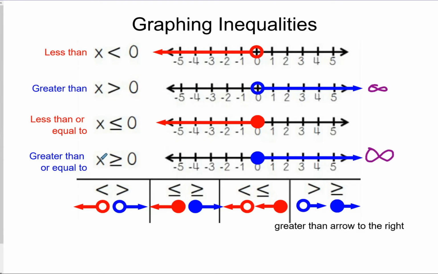So for example, x is greater than or equal to 0 means 0, closed dot, because it's included in my answer, and all of the numbers that are greater than 0. So that's why my arrow is going to go to the right.